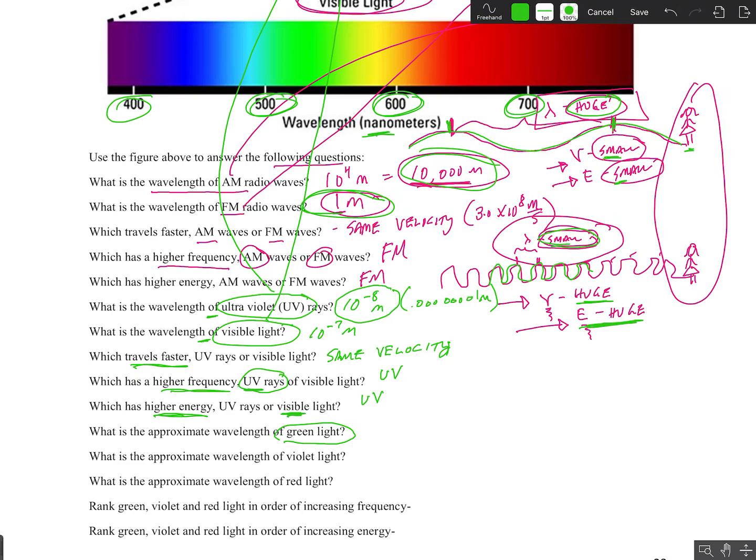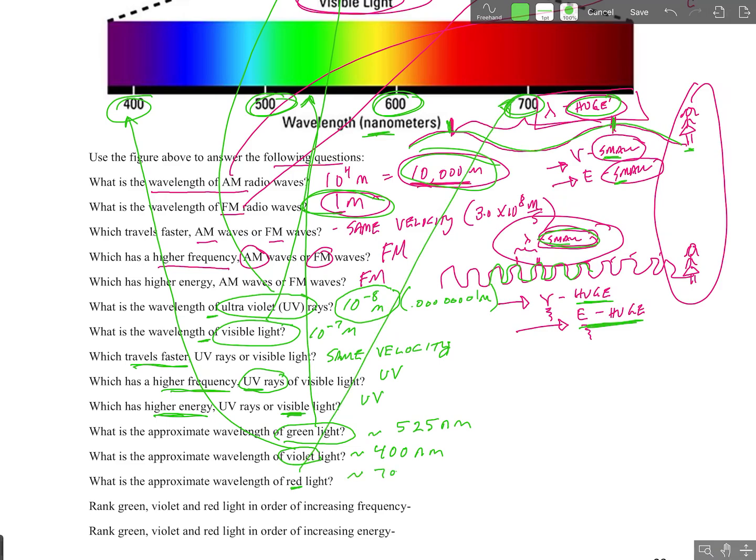So green light, let's say that would be right about here on our spectrum. It's between 500 and 600. Let's say it's about 525 nanometers. Would you agree? Violet light's way over here. Let's go ahead and call that 400 nanometers approximately. Red light, where's red light? It's right over here. Let's just make it easy on ourselves and we'll call that about 700 nanometers. So we have 525, 400, and 700.